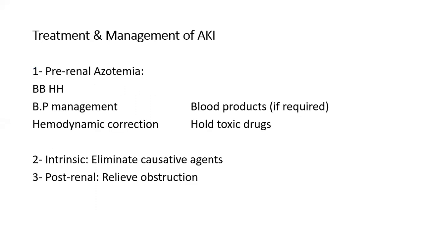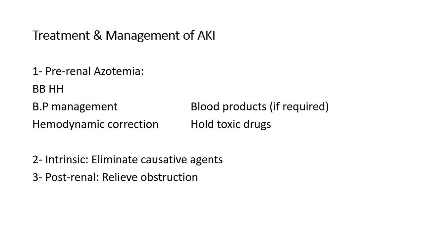So treatment and management of AKI basically has, for pre-renal azotemia, it's basically BBHH. So you manage the blood pressure, you provide blood products if that hypotension is because of hemorrhagic blood loss. So you see, usually patients with pre-renal disease are hypotensive. They're hypotensive because they are hypovolemic. So you need to look at the reason for the hypovolemia. Either it's sepsis or blood loss. What is the reason? If the hypovolemia is secondary to a blood loss, you replace the fluids with blood products also, because that is going to replenish the fluid.